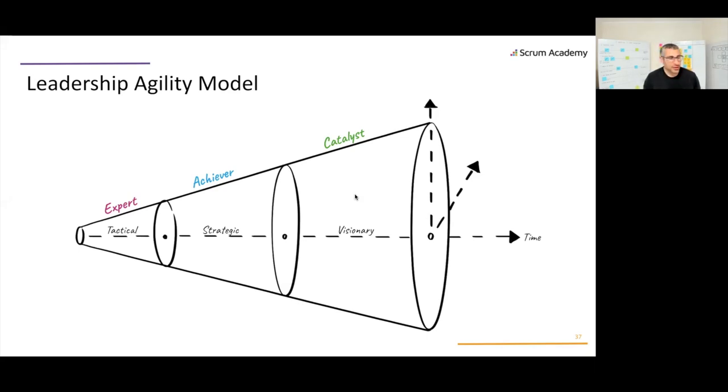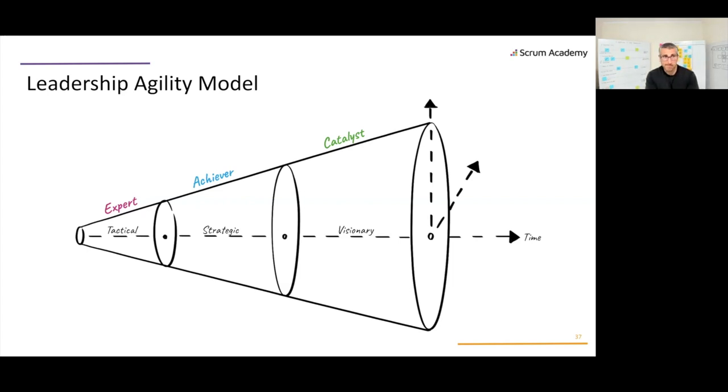What are the other dimensions? What else needs to happen? What else needs to increase over time so that a person who is initially maybe an expert leader becomes an achiever leader, becomes a catalyst leader?